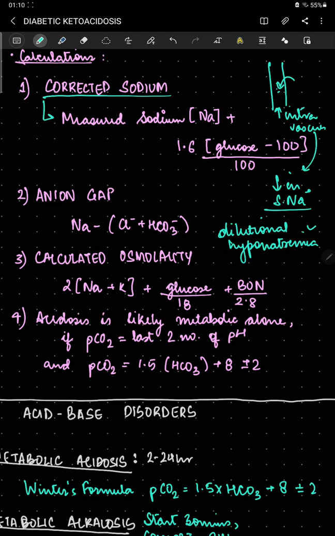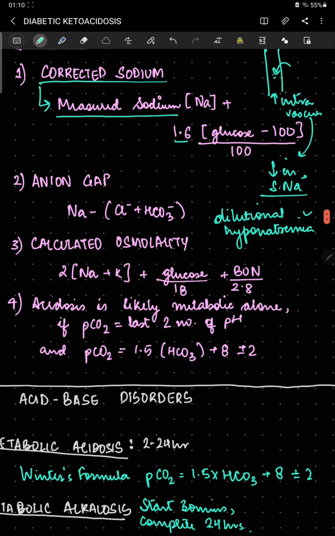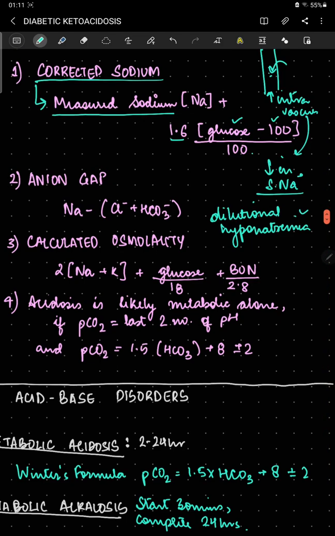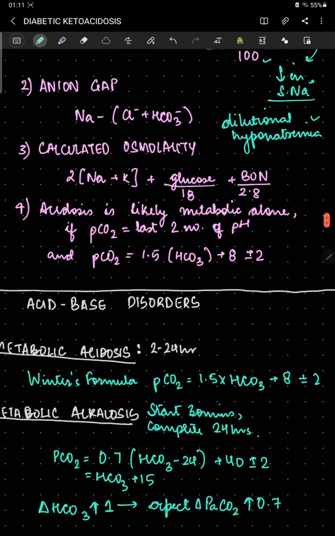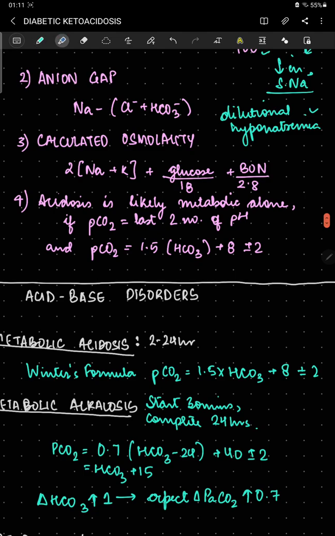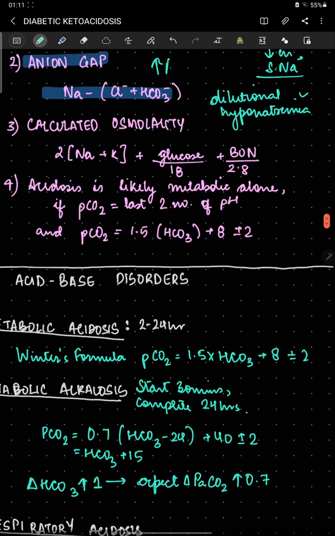So first of all you have to correct the sodium values. The sodium value is corrected by adding the measured sodium value plus 1.6 times (glucose minus 100) divided by 100. Second, you have to confirm that this is ketoacidosis by looking at the anion gap. Anion gap is the difference between unmeasured anions and unmeasured cations, measured as sodium plus potassium minus the anions, chloride plus bicarb. If it is a high anion gap, then it is a strong indicator that it could be DKA.